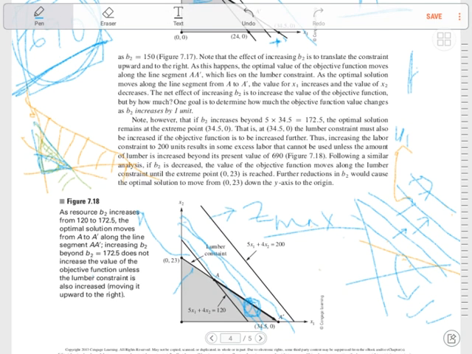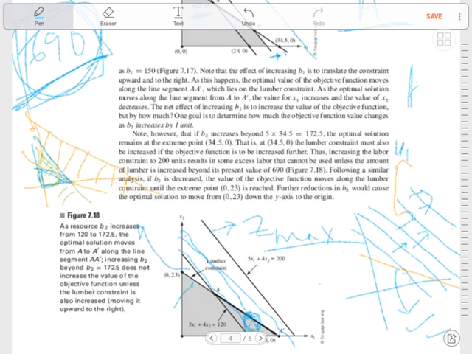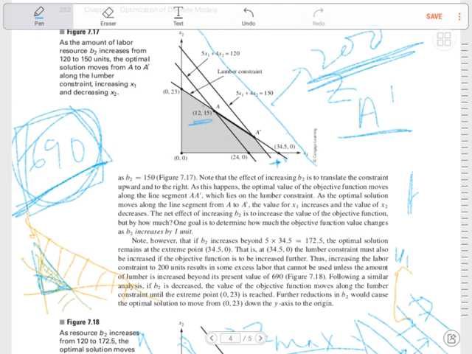Then following a similar analysis, when B2 is decreased, the value of the objective function moves along the lumber constant until the extreme point 0,23 is reached. So now, suppose the carpenter is getting less labor, then obviously his profit will decrease, but that will also be limited. His profit cannot decrease arbitrarily. So the ultimate one is coming here. In that case, the optimal value is given at 0,23. That means by making 23 book cases, he will make the maximum profit.